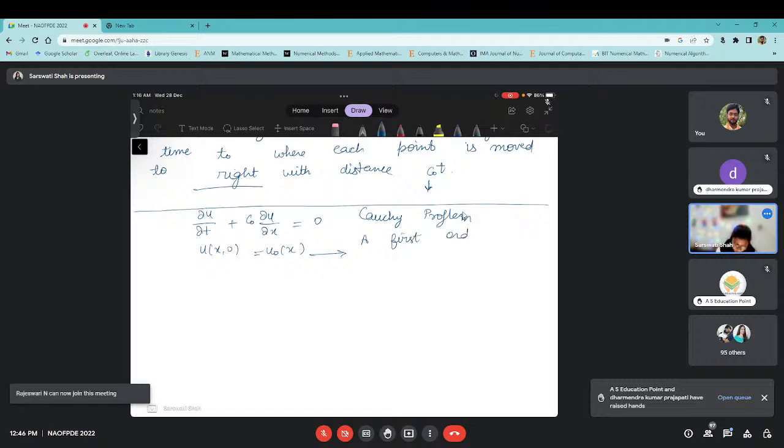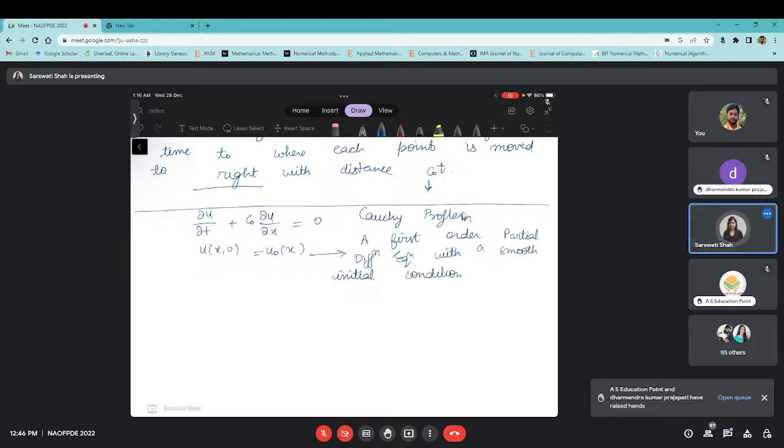A first order partial differential equation with an initial condition. What I told you, this u is a smooth function of x at time t equals 0. With a smooth initial condition, it is known as a Cauchy problem. So we derived the solution of a hyperbolic Cauchy partial differential equation.